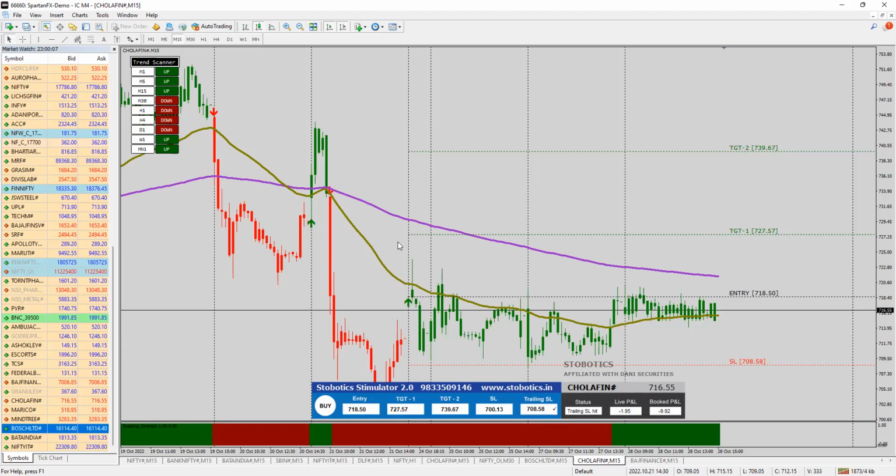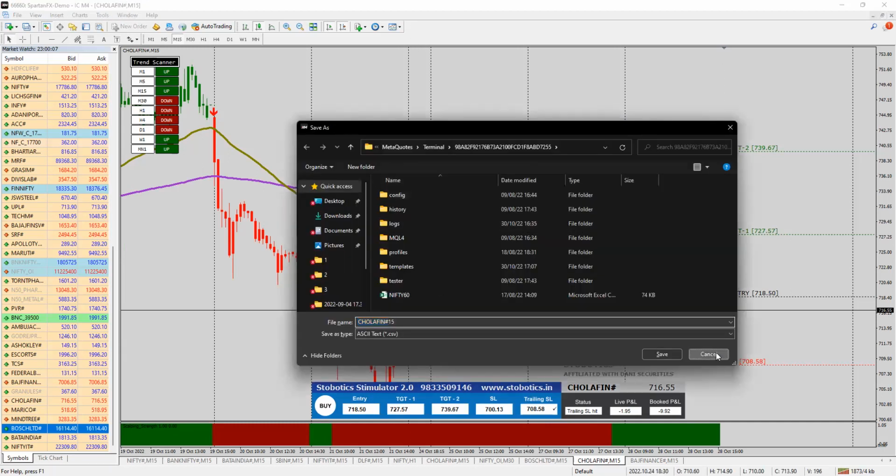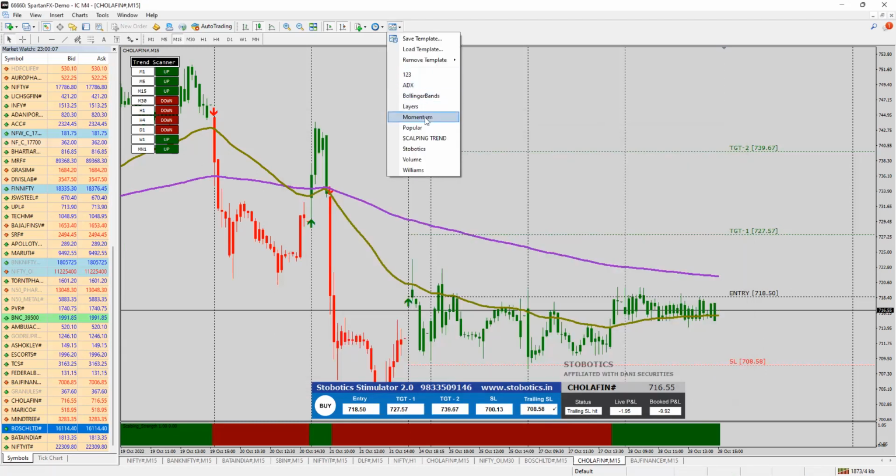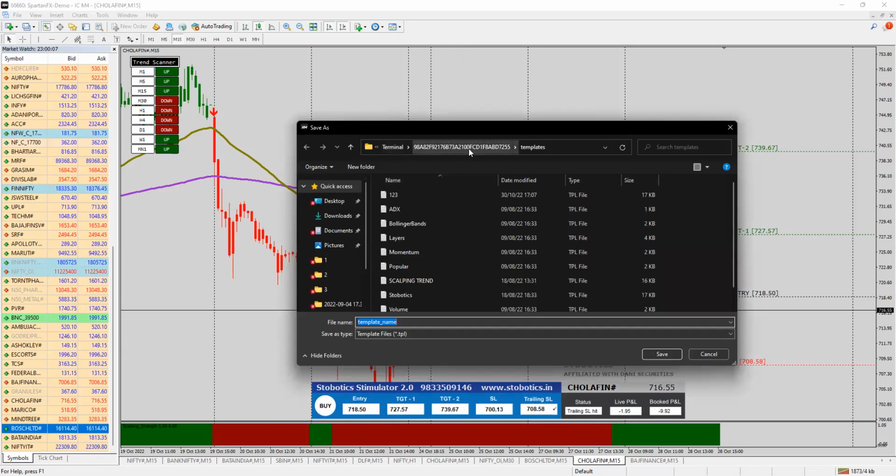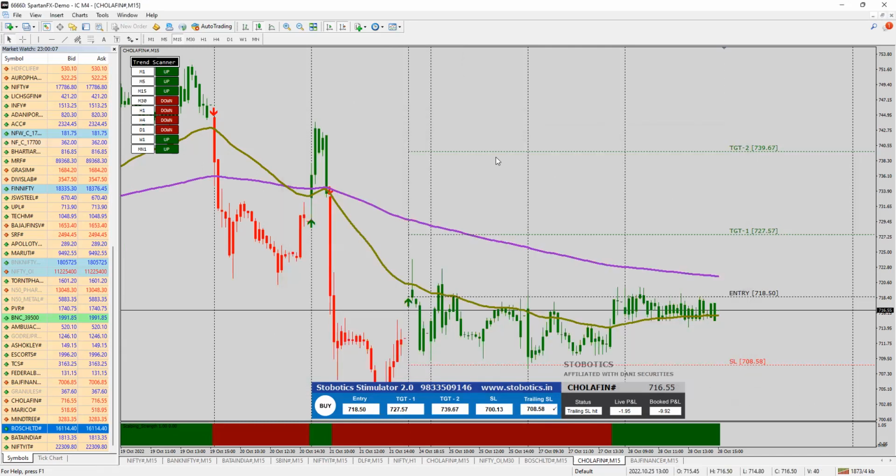Just save the template, nothing else. You don't have to do anything else. Save the template over here. It happens in the terminal with some number and then templates. Don't save it anywhere else, it will not come. Save it over here only, where it gives by default. So you will get all the details. Perfect.